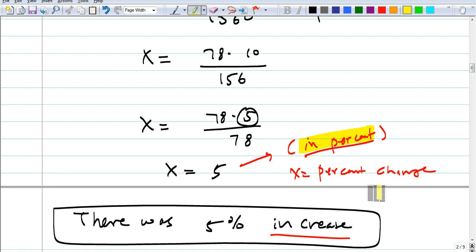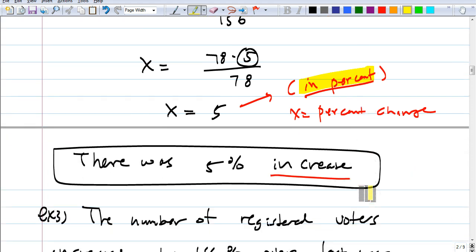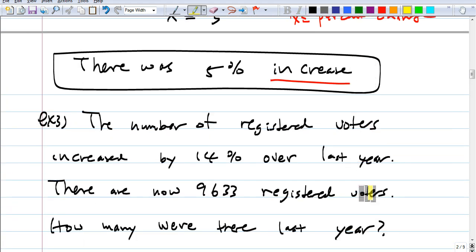Okay, question? Okay, I'll wait. Let's look at, so this is 5%. Let's look at example 3.